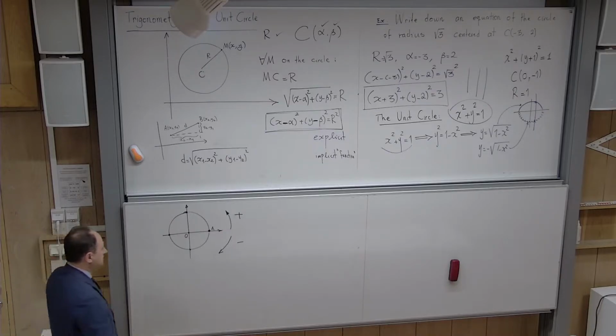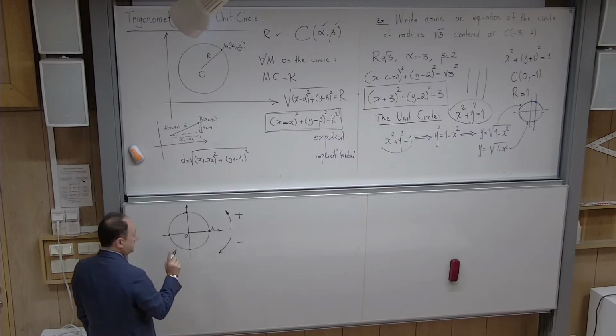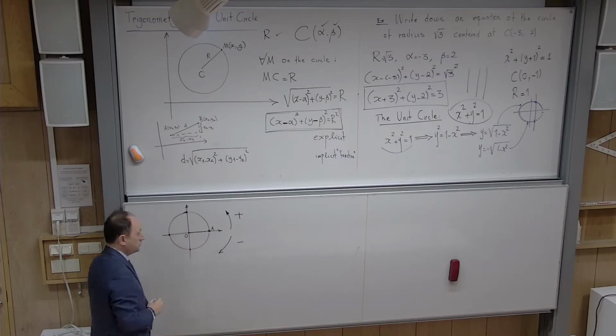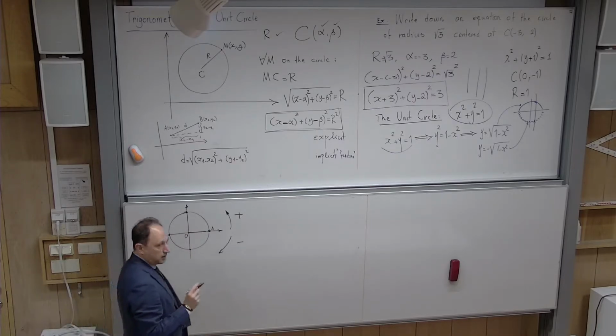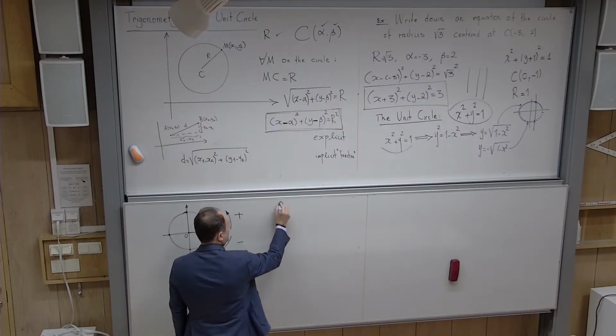Okay, and this line is also extremely important, this horizontal line. So that is the origin of the unit circle. I'm not saying the center is here, but the origin of the unit circle is here, and this horizontal line is important.